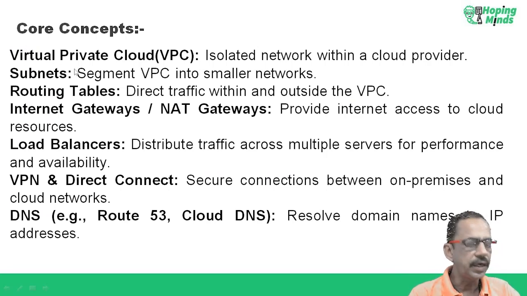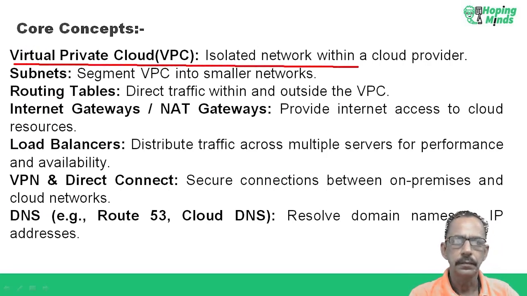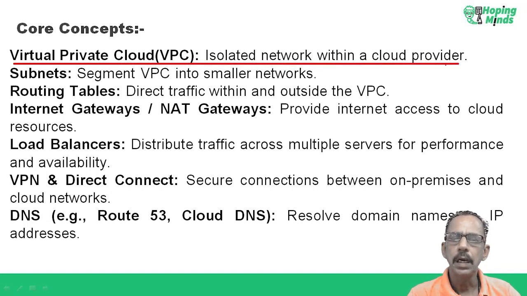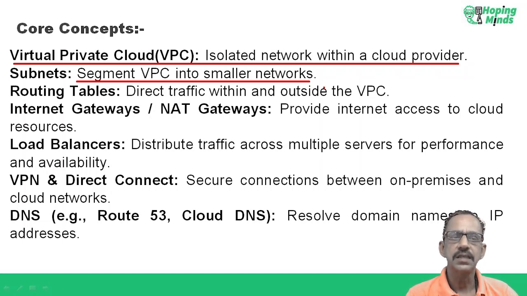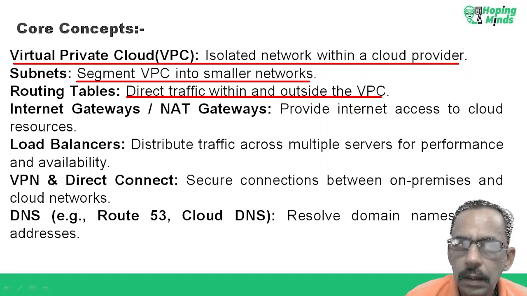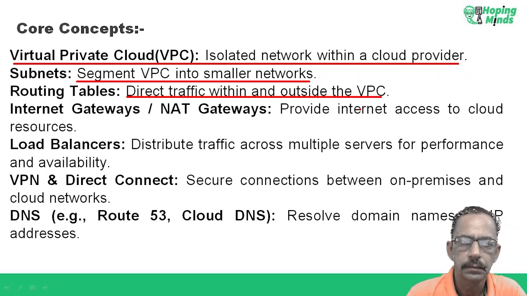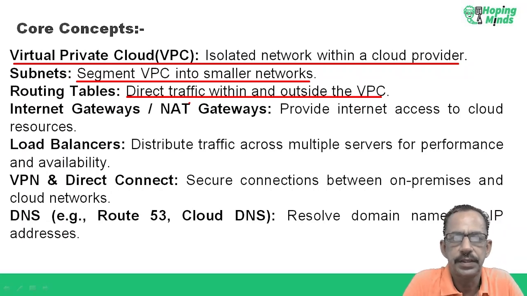So first we create a VPC in AWS, Google Cloud, or any cloud. Then break that VPC CIDR range into small networks, that is called the subnets. And then we configure our routing table, to direct the traffic within and outside the VPC.